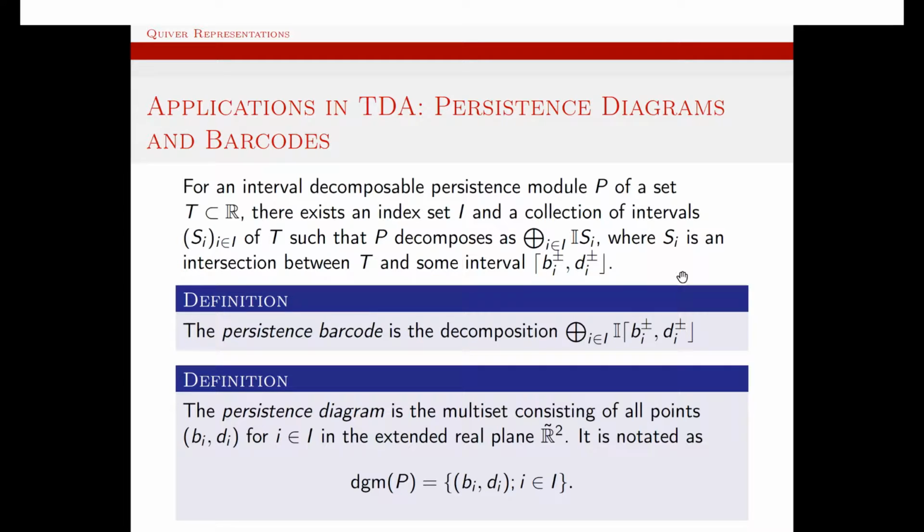And it's all the points (b_i, d_i) for i in I in the extended real plane R^2. And we notate it in this manner. And so given a persistence module, if it's interval decomposable, we can always construct the persistence diagram. Now, since this is topological data analysis, we want to deal with just general topological structures rather than specifically vector spaces.